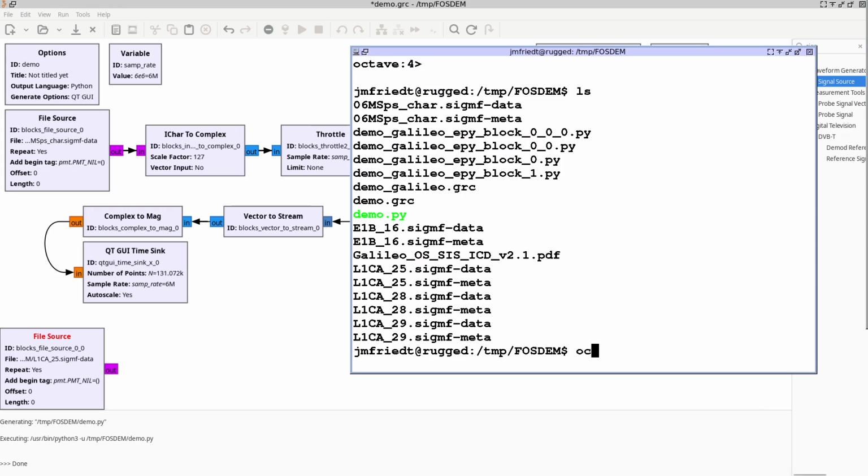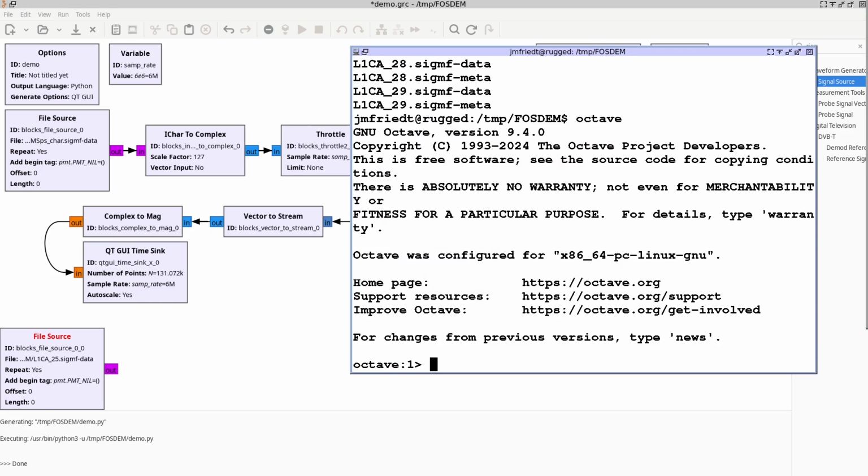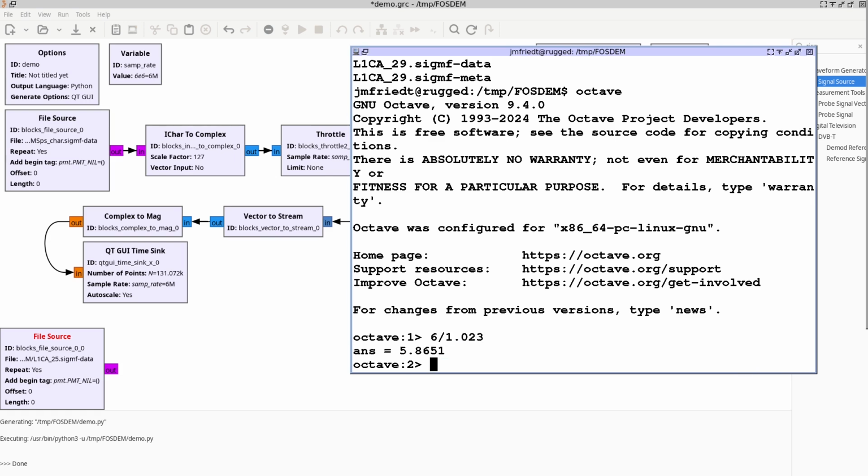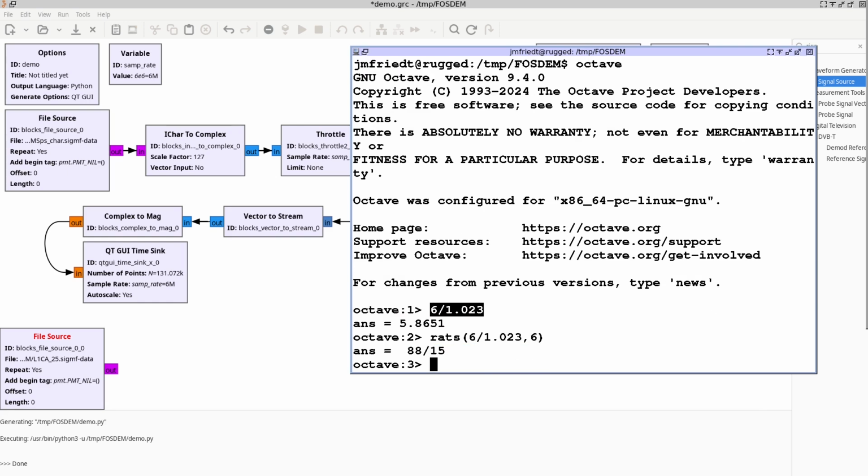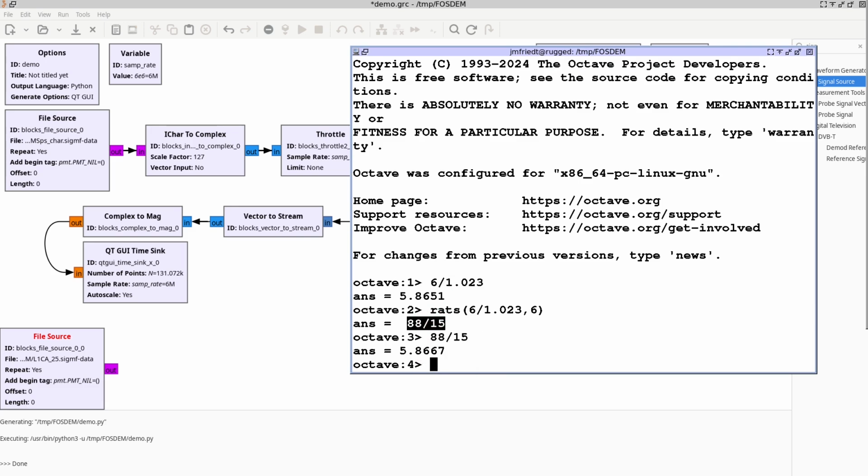In order to resample the code, we can use this Octave function, which calculates a rational fraction that represents the ratio of 6 megahertz over 1.023 megachips per second. And this rational fraction calculation takes the number we wish to represent and a funny argument, which is the number of characters in the string representing the ratio. If we do this calculation, we see that we have a good representation of this ratio. So we have to interpolate by 88 and decimate by 15.